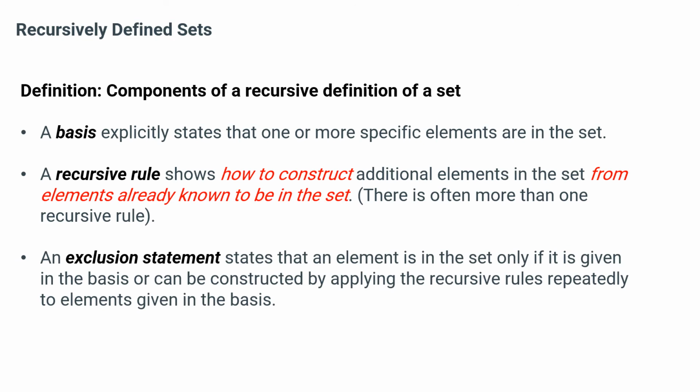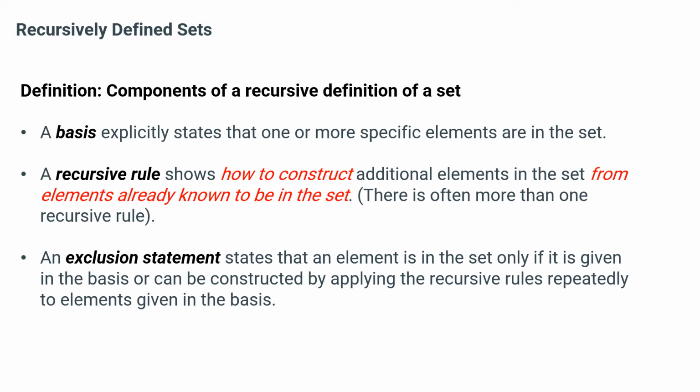And then there's the exclusion statement. I'll read it, but I'm going to say it in my own words first: anything that can't be constructed by starting with something in the basis, the elements told to us by that basis, and then using the recursive rule, anything that can't be constructed by using those first two, would not be part of this set here.